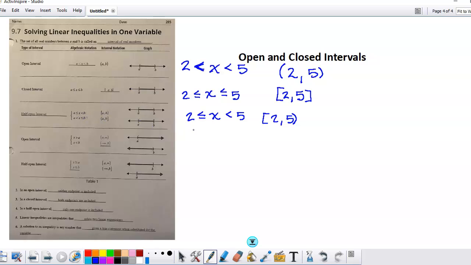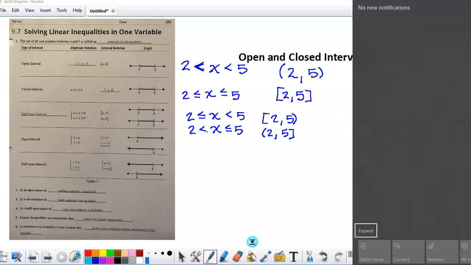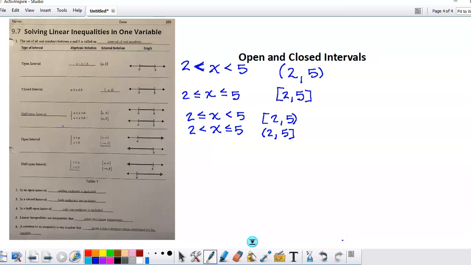Same with that one, they've just moved the things around. In this case, it is 2 is less than x is less than or equal to 5. So this time 2 does not get included, it's simply the boundary, and then 5 does get included. So an equal to line goes with the bracket, a less than or greater than line without the equal to goes with the parenthesis.